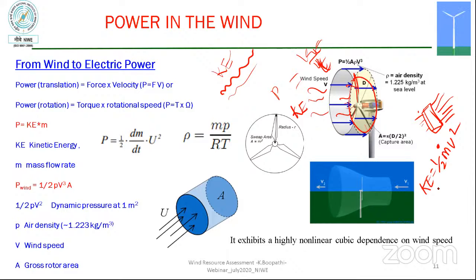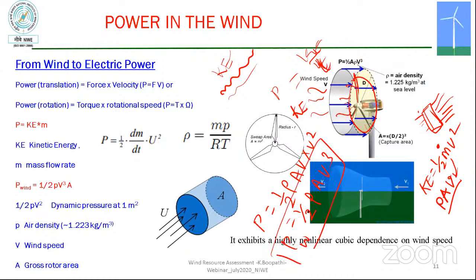What is the mass flow rate? It depends on the density of the air which is flowing, the total area through which the wind is blowing, and the velocity at which the wind is moving. So that is the mass flow rate. Now the power available in the wind is equal to half rho A v into v squared, that is, half rho A v cubed. It means the power available in the wind is half rho A v cubed.